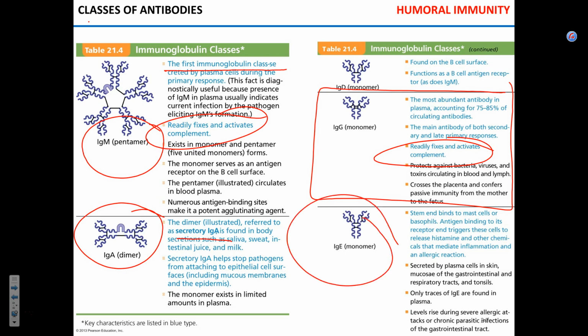IgE, allergy. Allergic reactions. That's it. That's the allergic antibody. And IgD is the most boring antibody. It's the B cell receptor. So in a nutshell, IgM is the first responder, can activate complement. IgG is the second responder, can activate complement, crosses placenta. IgA is the secretory antibody found in the breast milk, saliva, and mucous membranes. IgE is the allergy antibody, and IgD is the B cell receptor. Does that make sense?